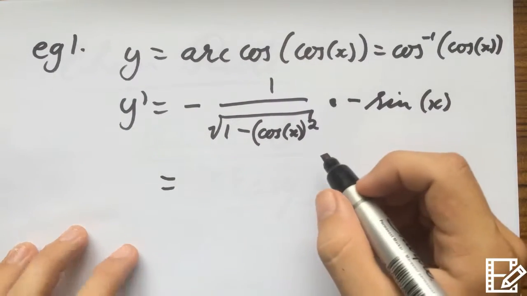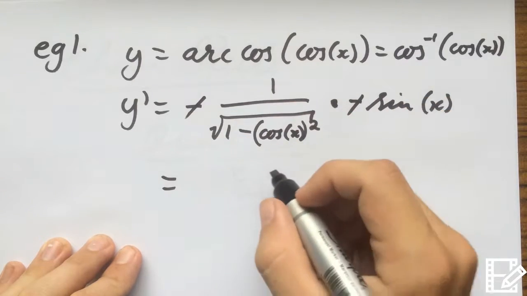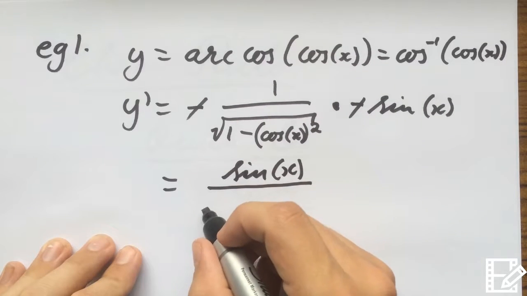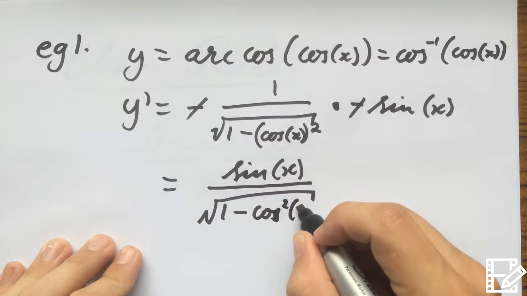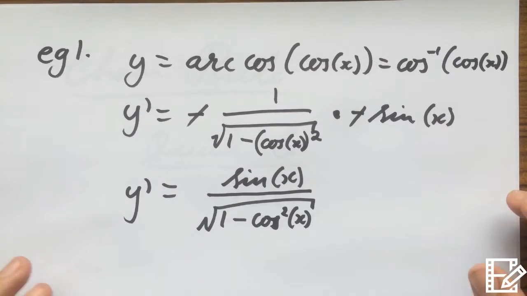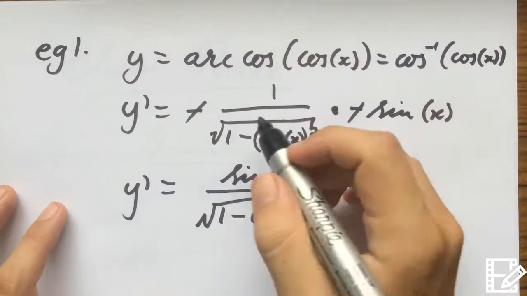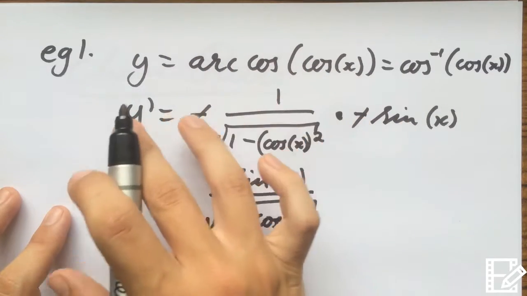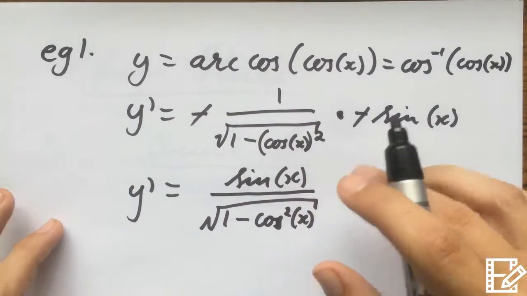If we simplify this, we multiply the negative by the negative, we get a positive, so these cancel out, and we'll end up with sin x over the square root of 1 minus cos squared of x. And that is the derivative. Quick, simple, no problem. Now, just in case you don't understand, the derivative of arc cos of whatever is negative 1 over the square root of 1 minus whatever squared.